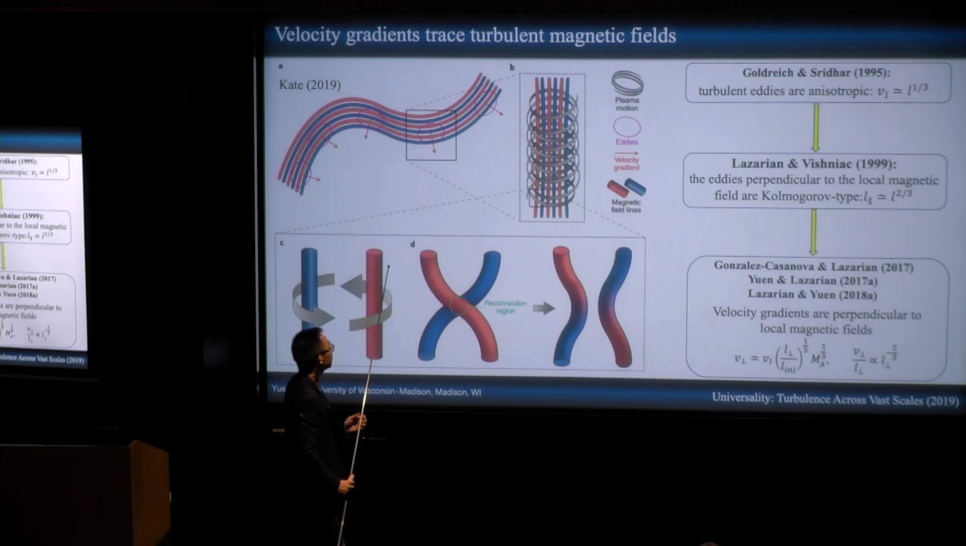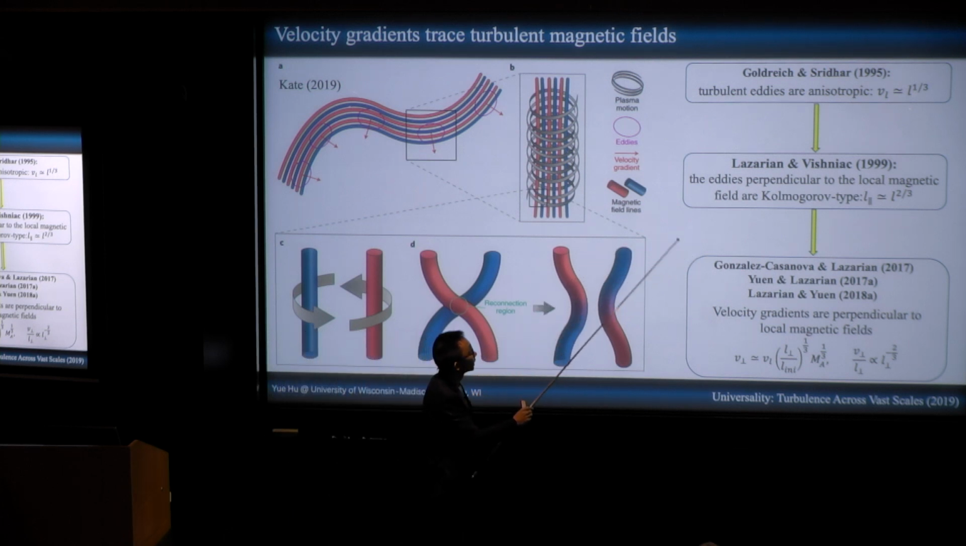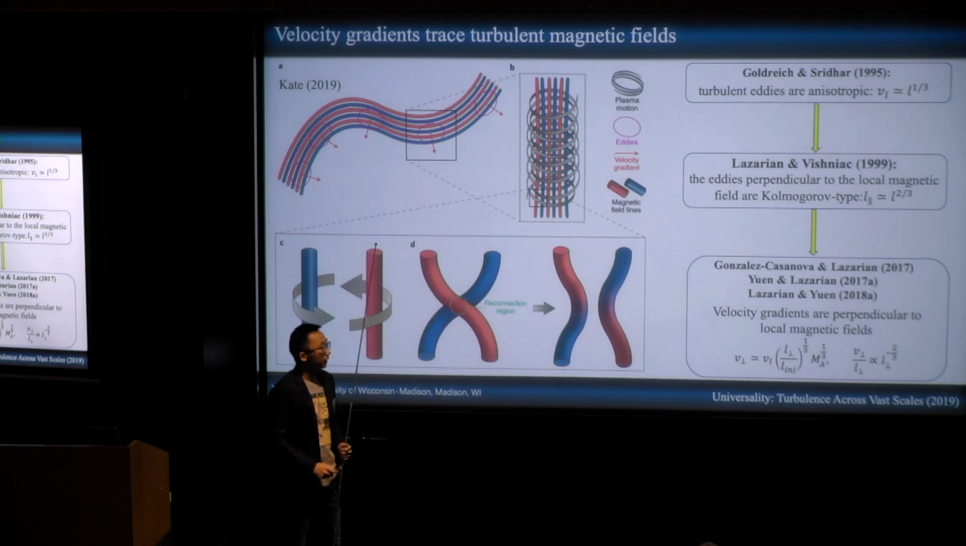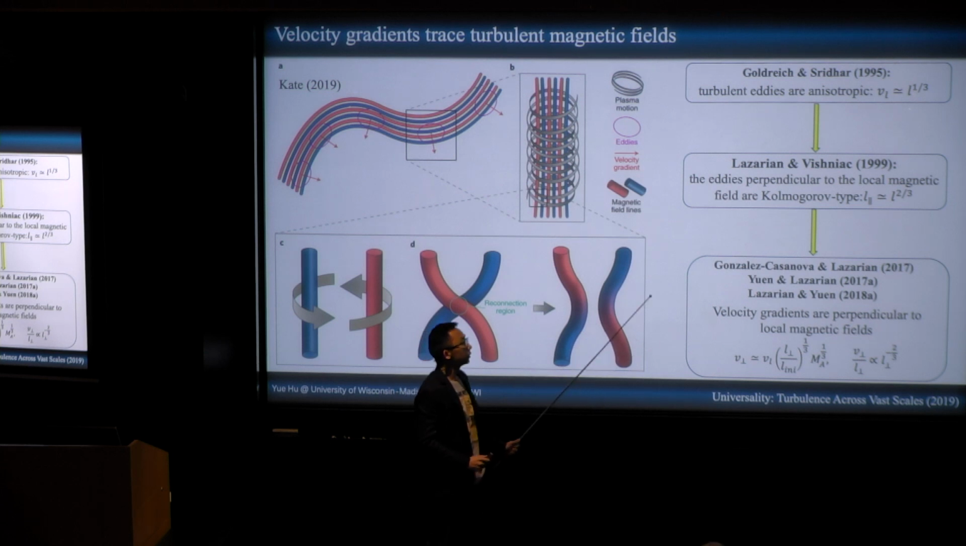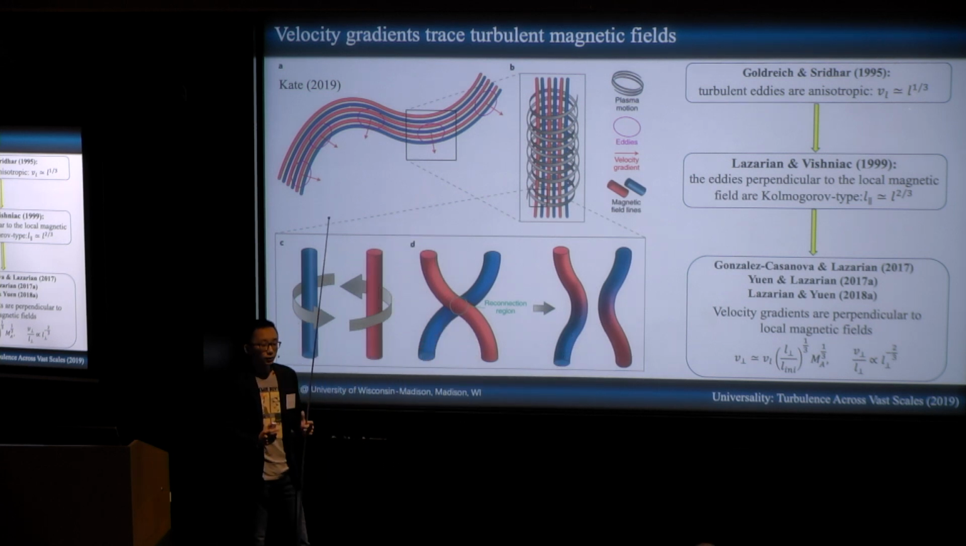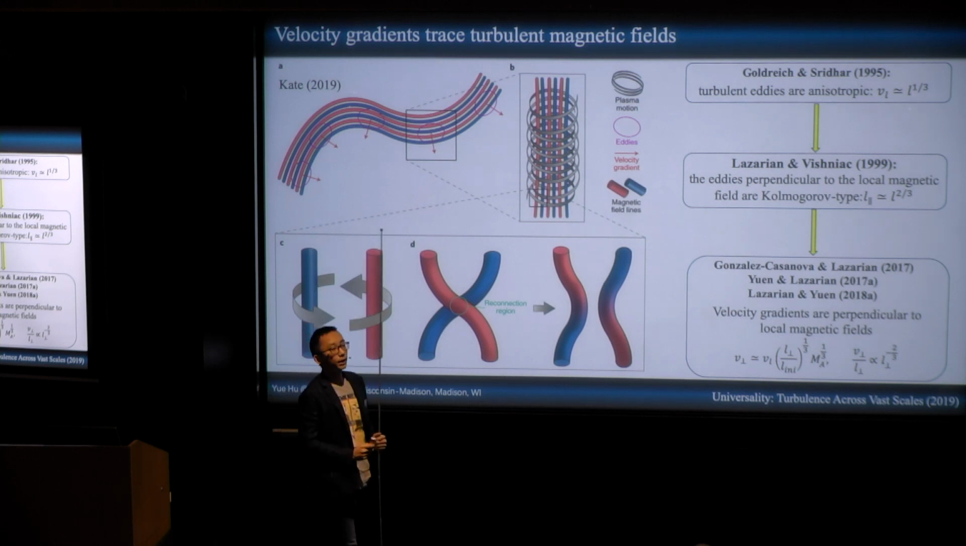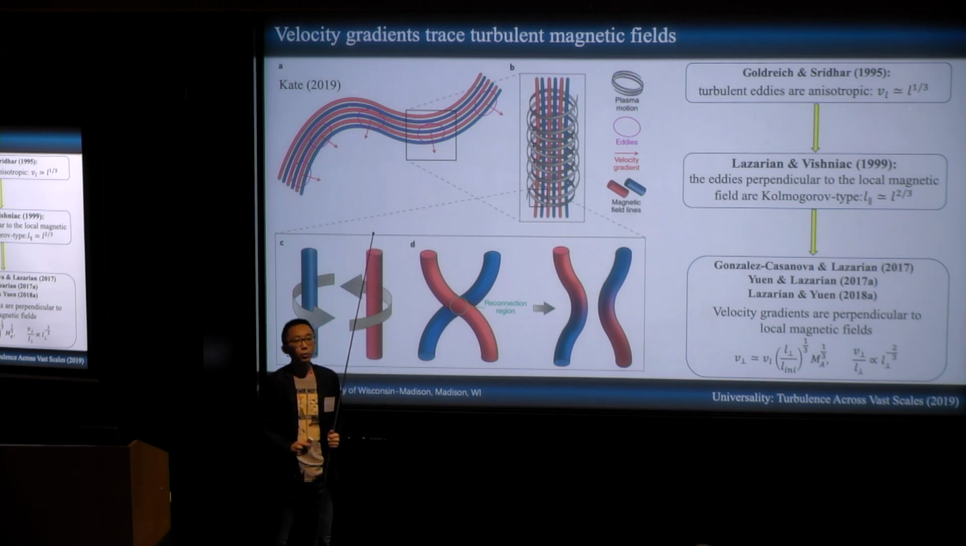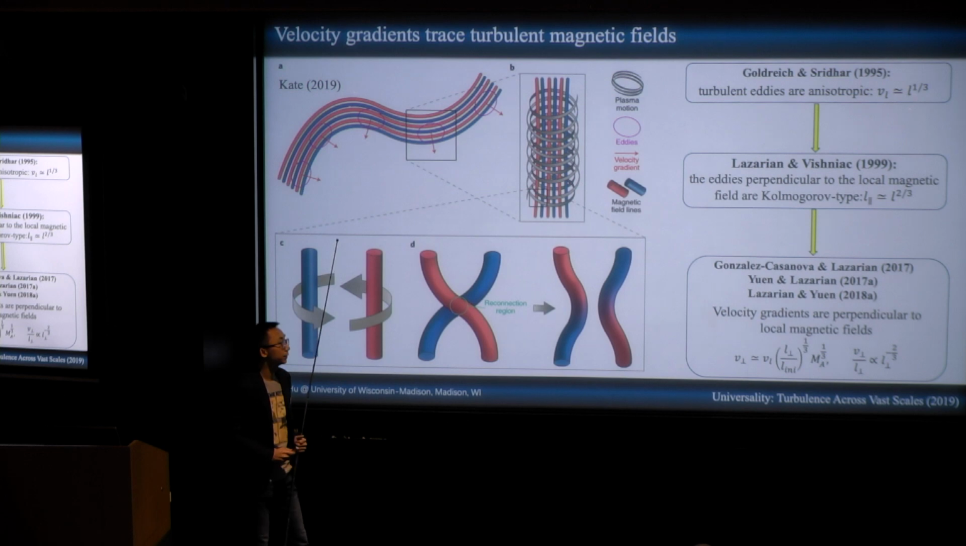And due to the fast reconnection, Lazarian and Vishniac showed the eddies also follow the Kolmogorov scaling. And in this case, we can easily derive the correlation that the velocity gradients are perpendicular to the local magnetic fields. So that means we just need to rotate the velocity gradients by 90 degrees, and we can find the direction of the magnetic field.